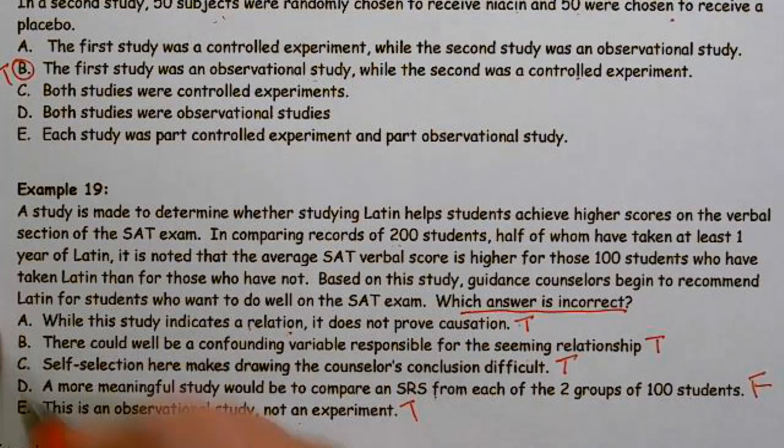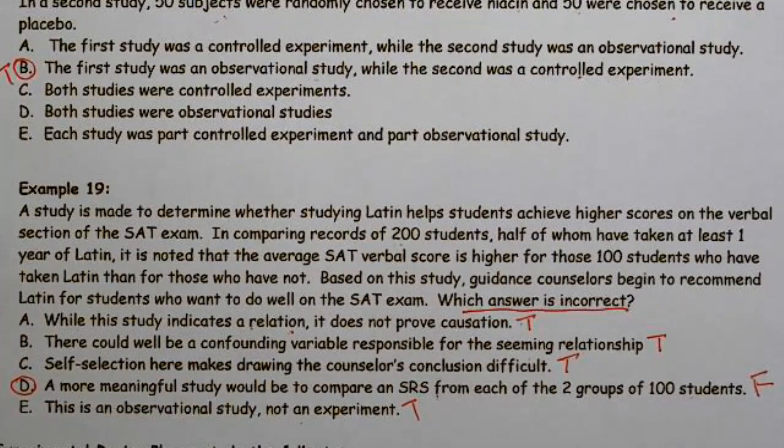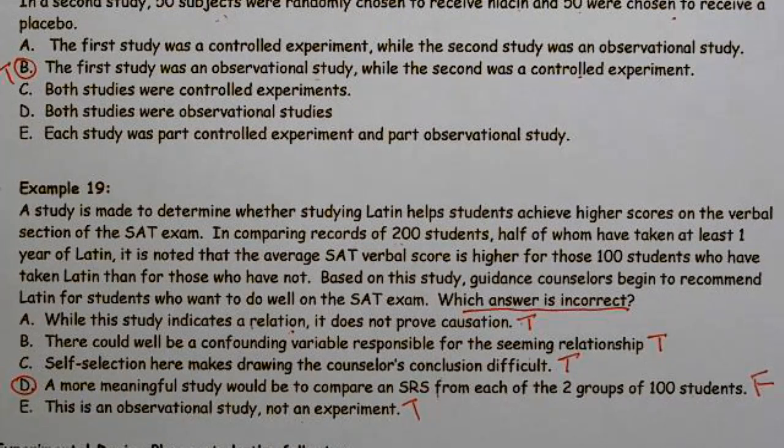This is an observational study and not an experiment. This is true. So looking back at the last part, D, it says a more meaningful study would be to compare a simple random sample from each of the two separate groups. And the problem is they've already made their selection. One group selected to take Latin, one group selected not to. So that really doesn't make a big difference.